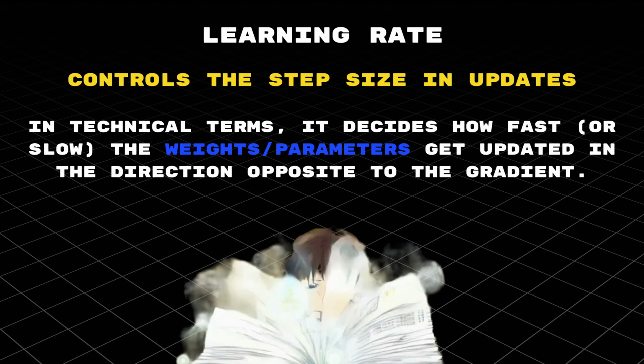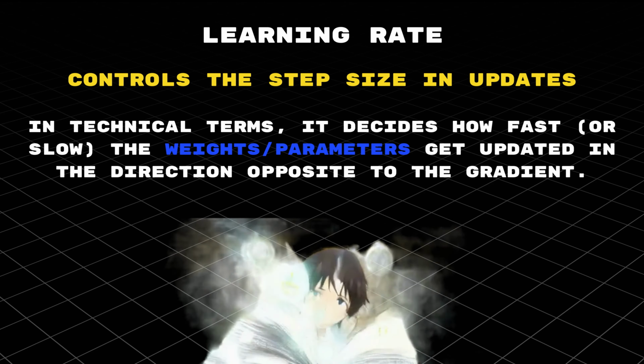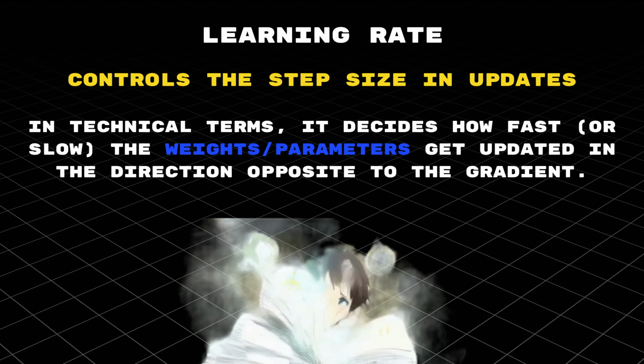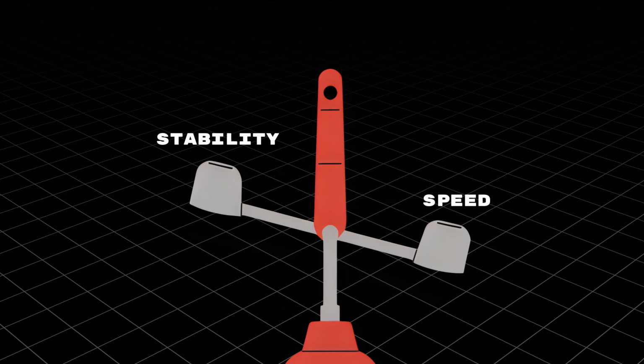The learning rate controls the step size in updates. Too high and the model overshoots the minimum. Too low and the learning becomes painfully slow. A good learning rate balances stability and speed.